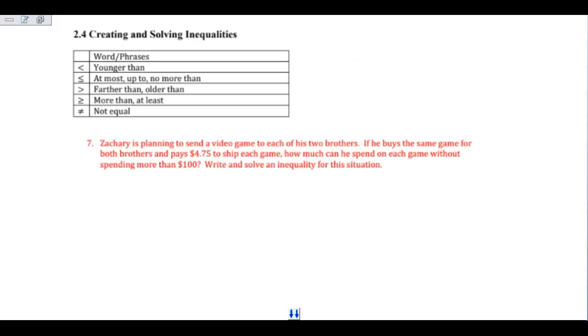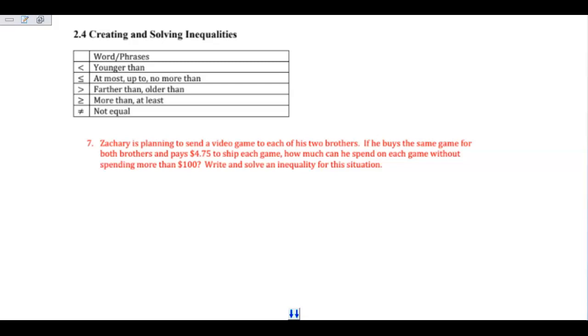When we take a real world problem and we're writing it as an inequality statement, it's really important to pay attention to the wording. For example, on number 7, Zachary is planning to send a video game to each of his 2 brothers. If he buys the same game for both brothers and pays $4.75 to ship each game, how much can he spend on each game without spending more than $100? And then they want us to write and then solve this inequality for the situation.